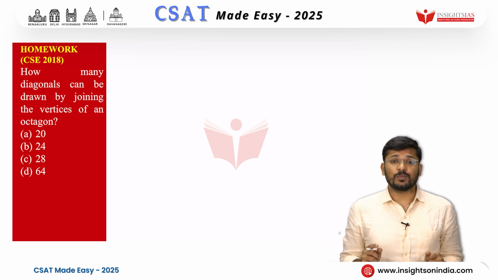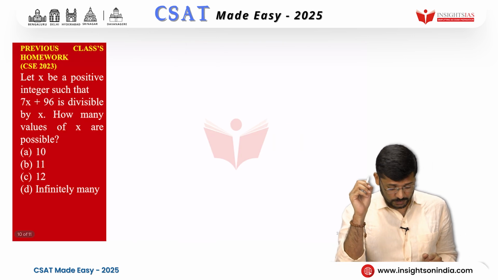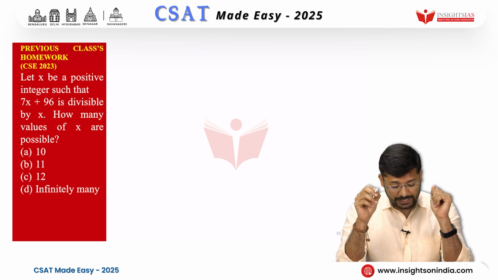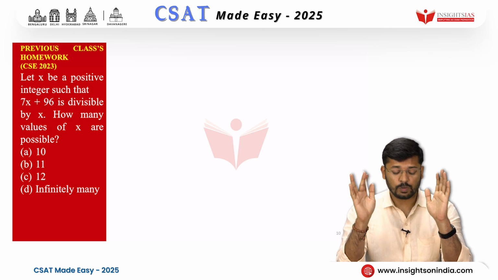And now it is time to answer the previous class's homework question. This was your previous class's homework question. Let x be a positive integer such that 7x plus 96 is divisible by x. How many values of x are possible?